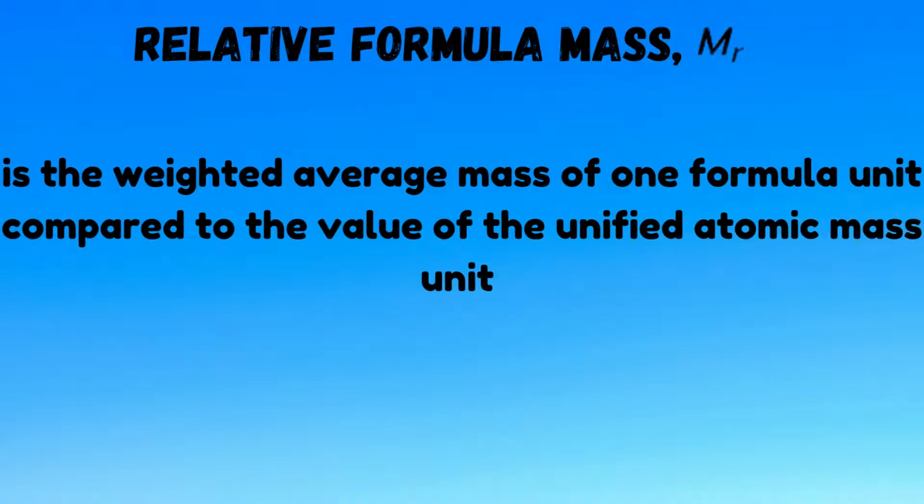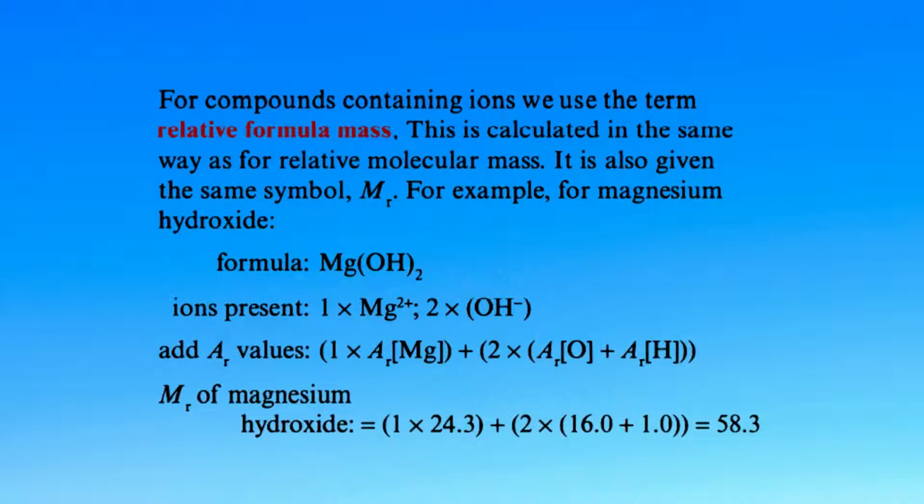The next is relative formula mass, Mr. This is the weighted average mass of one formula unit compared to the value of the unified atomic mass unit. As you can see here, we use the term formula mass always for an ionic compound, if there are ions. For example, magnesium hydroxide has a magnesium ion and hydroxide ions. So take it and add all of those to get the Mr, the relative formula mass.